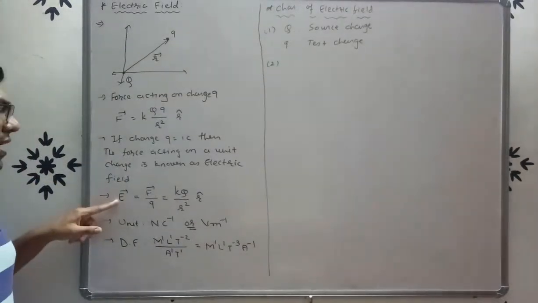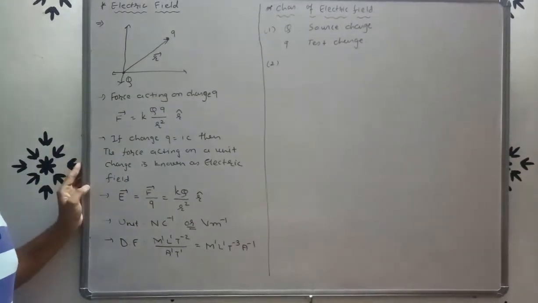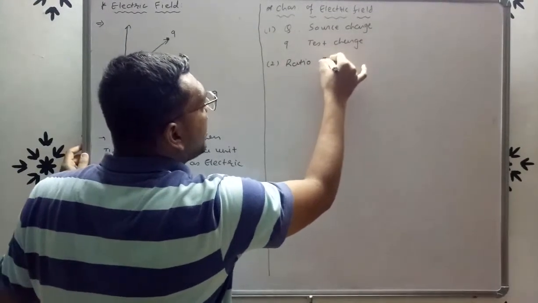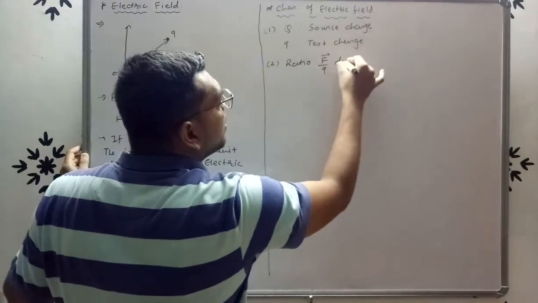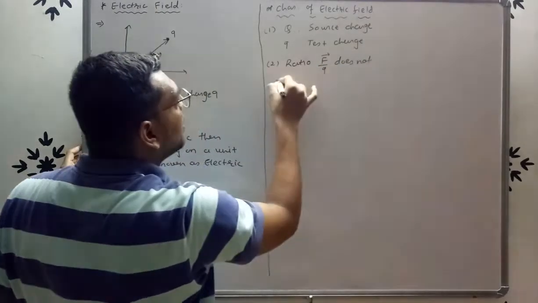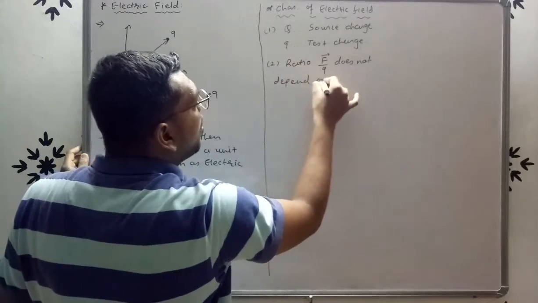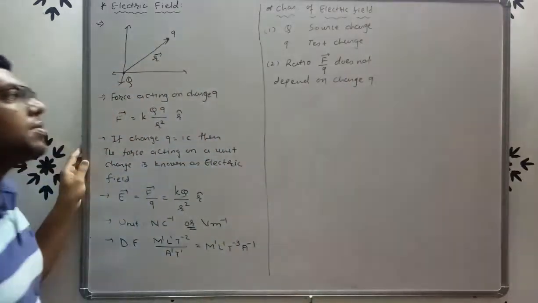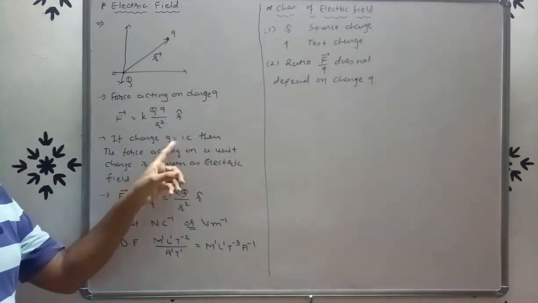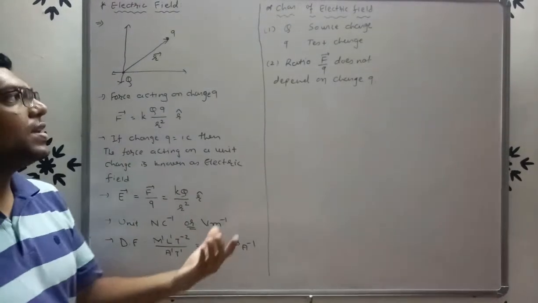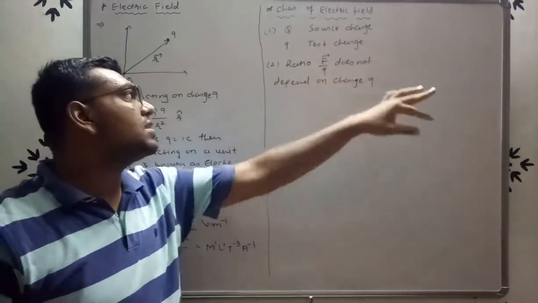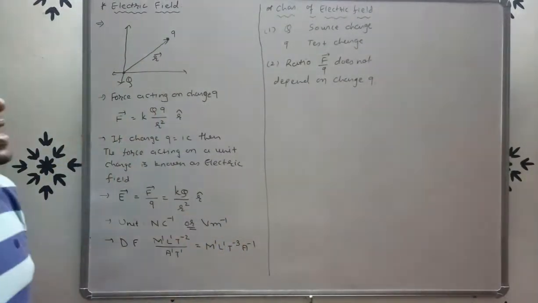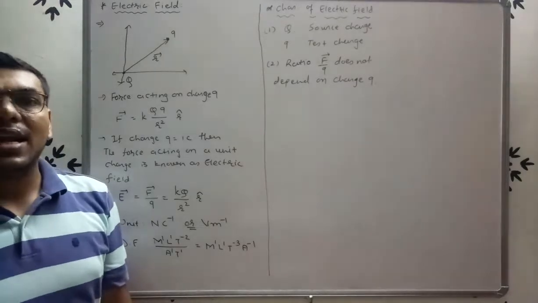Now, second, here see, electric field is the ratio of F by q, right? So this ratio F by q does not depend on charge Q, right? Because here this charge q is a unit charge, right? So we can say that this ratio F by q does not depend on the charge small q, or we can say does not depend on the test charge, right?